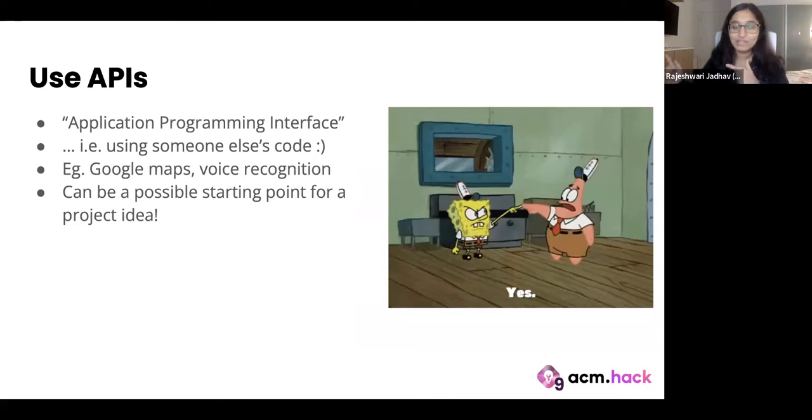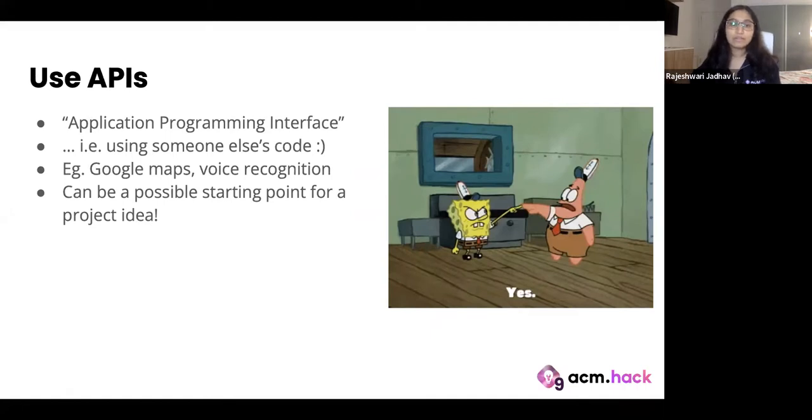Next up, APIs. So you may have heard this term thrown around a lot, and it stands for application programming interface. But what it really means is basically just using someone else's code. There's lots of smart engineers all over the world who have written lots of code to make your life easier. And so you can reuse that, and they've made it super easy to reuse.